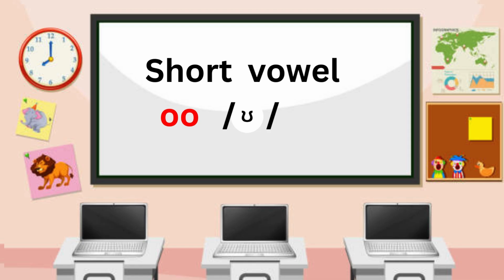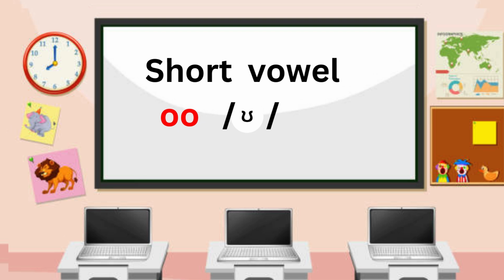Hi, friends! Do you know that the vowel sound "oo" in "book" and in "moon" makes a different sound? Let's find out how to differentiate them.